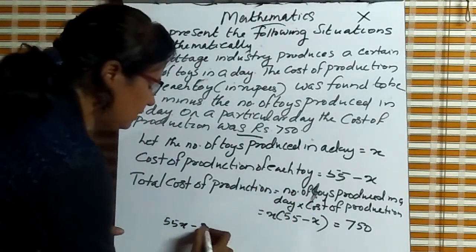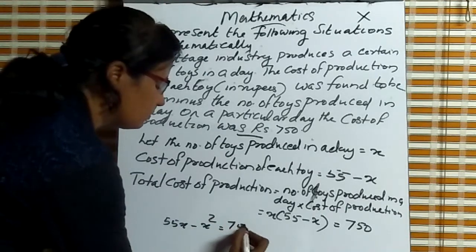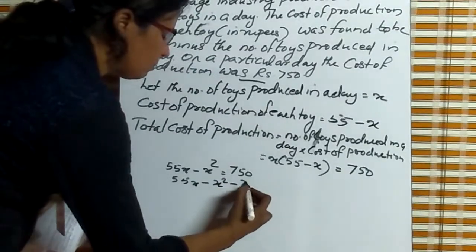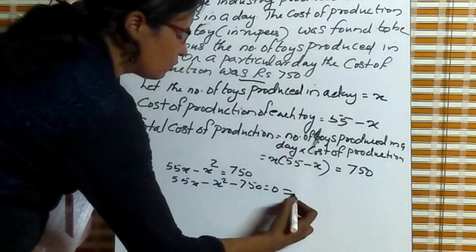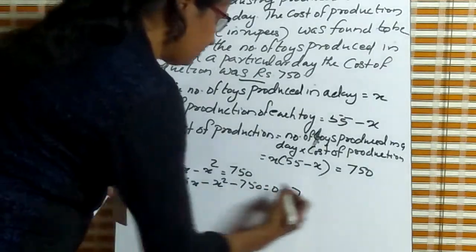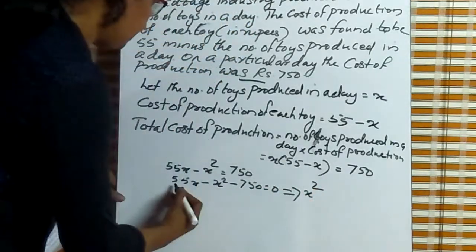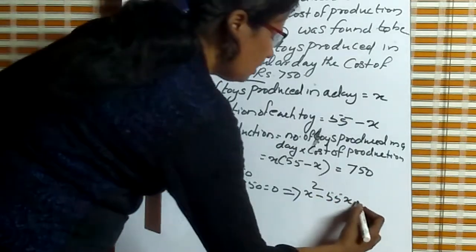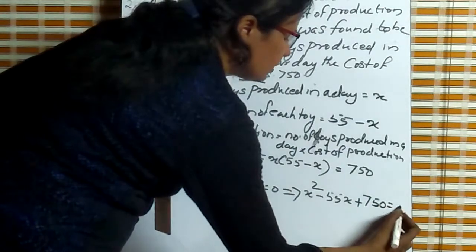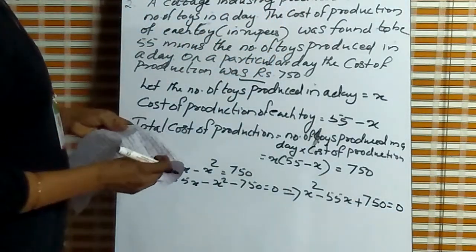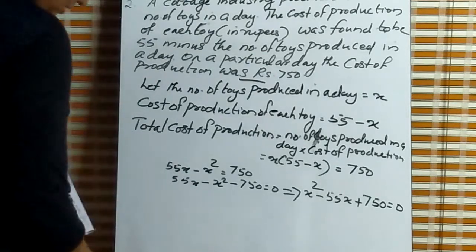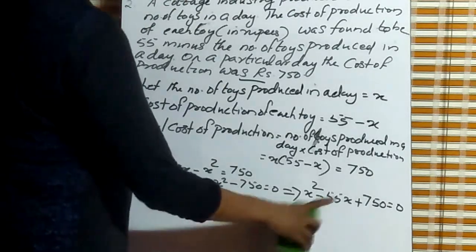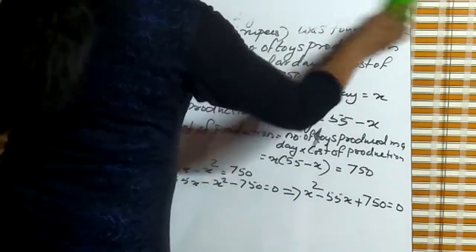55x minus x square is equal to 750. 55x minus x square minus 750 is equal to 0. Multiplying throughout by a negative sign, first we write the x square term: x square minus 55x plus 750 is equal to 0. This is a quadratic equation. Then the third question.